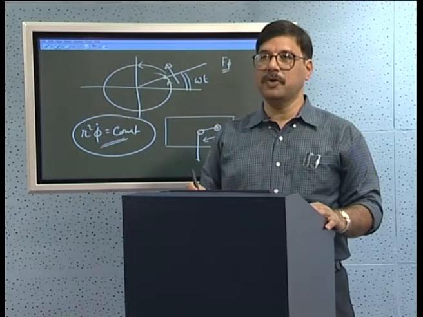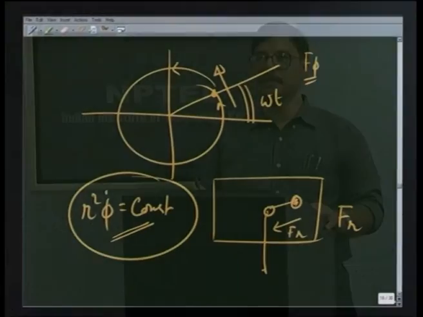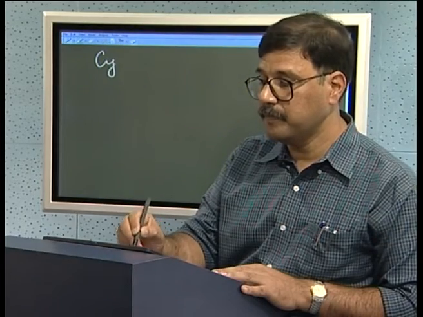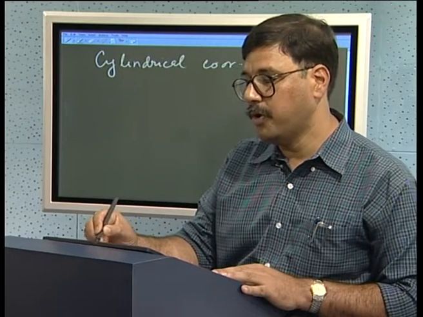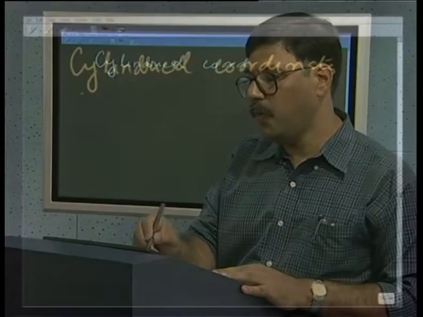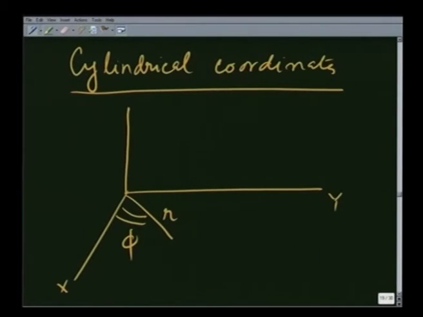Having done the planar polar coordinates, the obvious question to ask is, what is the corresponding system of coordinates if I want to describe a three-dimensional motion? A very straightforward extension of this to 3 dimensions is the cylindrical coordinates, in which I describe the motion in the x y plane in terms of this r and phi. Notice how I have changed the orientation of x and y, and it will require some getting used to.